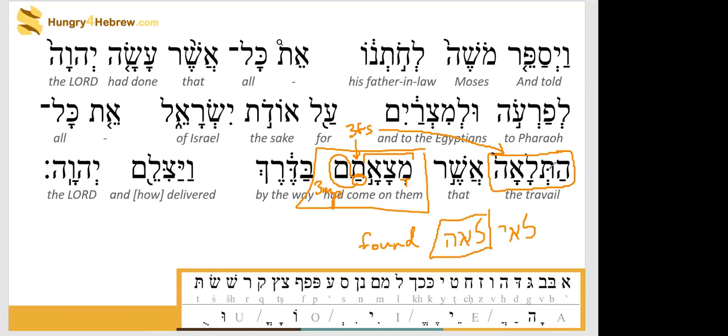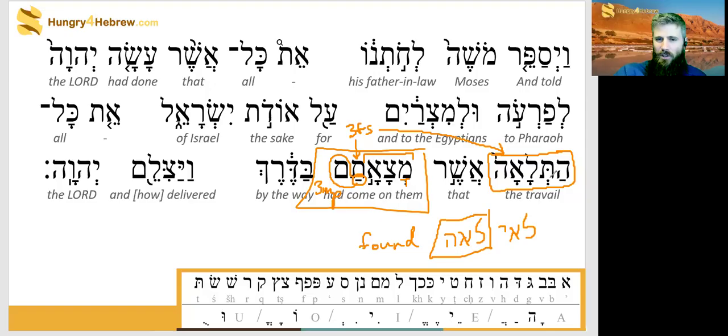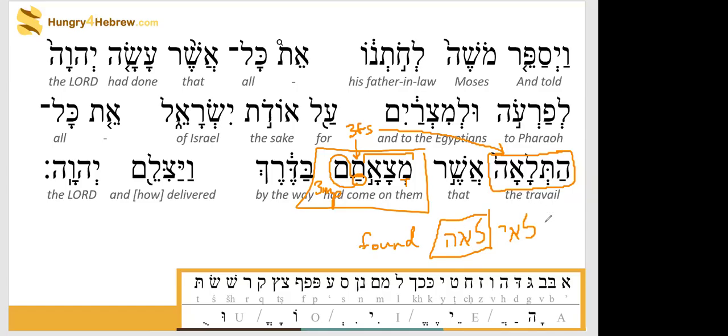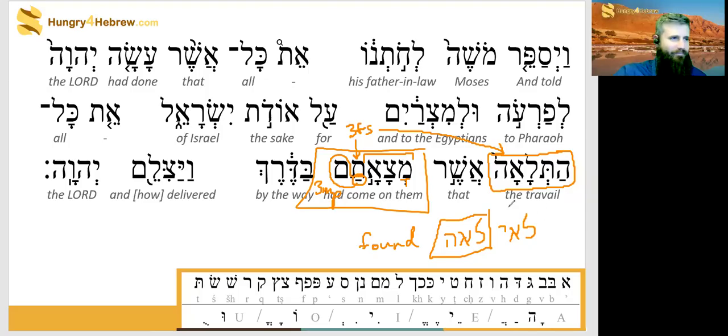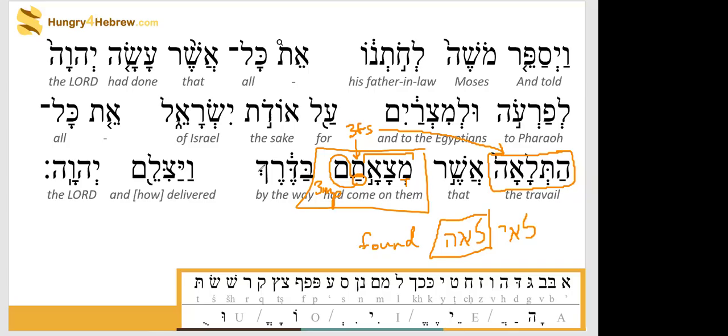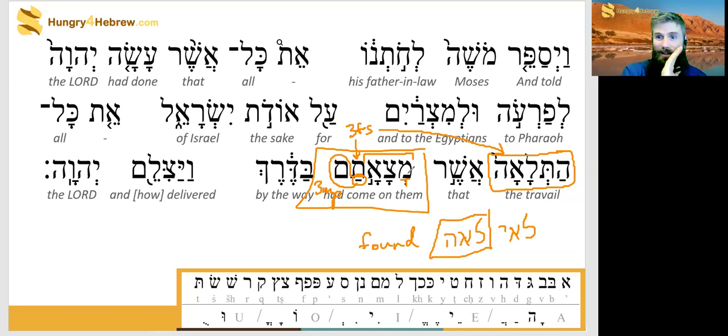Wonderful. So here we have la'ah, which is more of an abstract word related to being wiped out, exhausted. So they call it travail. We'll just call it travail. The travail that found them baderech, on the way. It seems like an awfully nice way of saying all the stuff that these people, all the grief that these people have caused me.